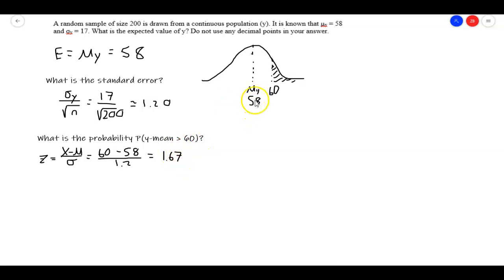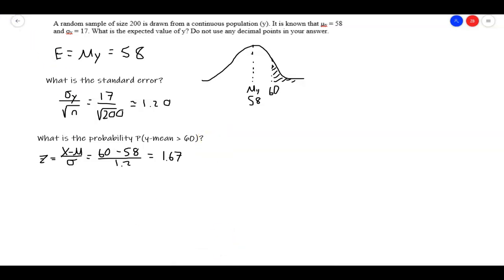What does this 1.67 mean? That means that this value of 60 is about 1 2/3 standard deviations to the right of my mean. So I can go to my standard normal distribution table, and let me pull that up, which I don't think I saved from before.